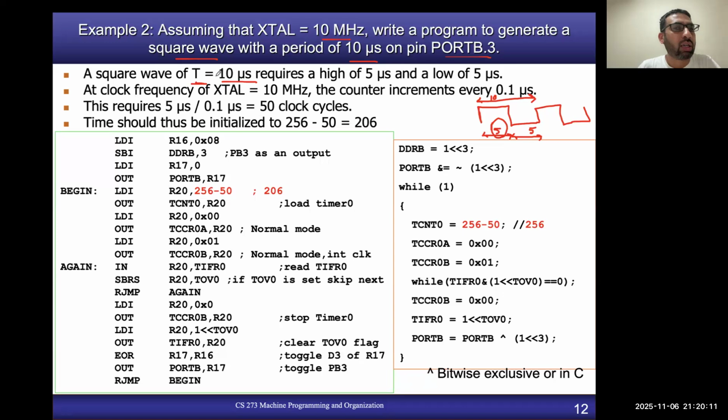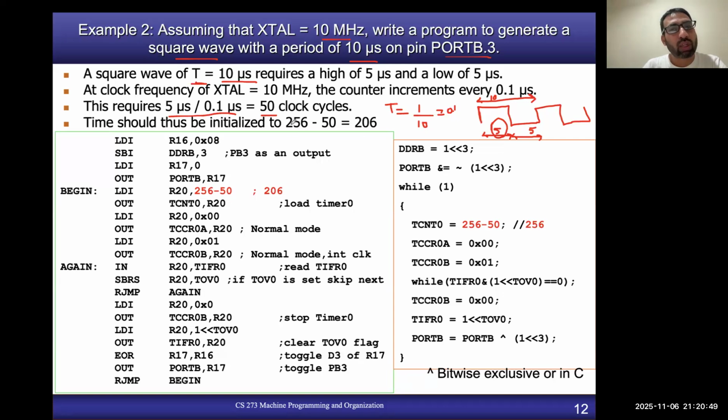Sorry. The 10 microseconds is the time period of the wave. But what is the time period of the clock on which your microcontroller is running? It is 1 over 10 megahertz, right? So it is equal to 0.1 microsecond. And the delay you need to wait before toggling the output is 5 microseconds. So 5 microseconds divided by 0.1 microsecond, you will get 50 clock cycles. So you need to wait for 50 clock cycles before toggling.